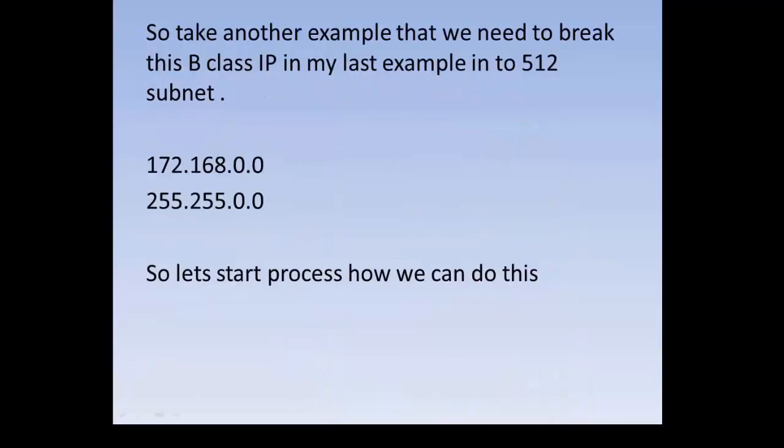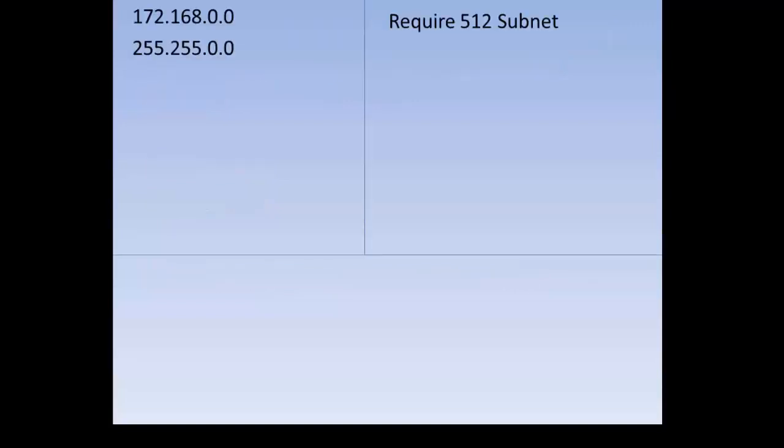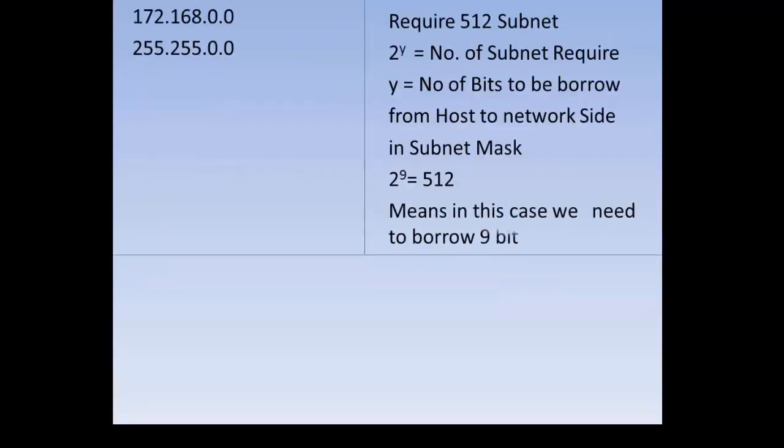So for more clarification of the concept, I am going to take a larger example, 512 subnets. How can we create 512 subnets? It will really give a clearer picture. So let's start that process also. I am not going to create all the 512 blocks, but still I will try to make it as clear as possible. The process is again the same. So I require 512 subnets here. According to the formula, I need to borrow 9 bits.